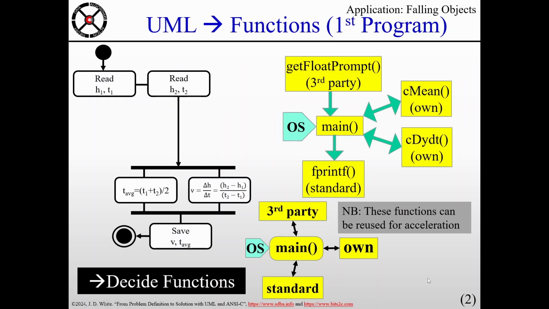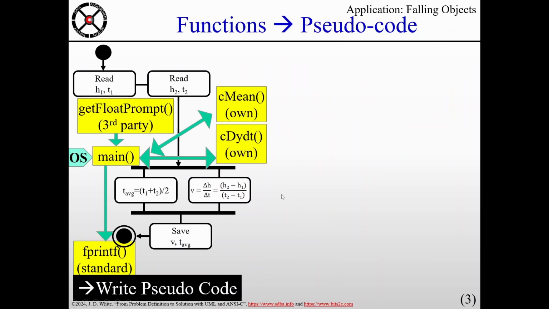So I am deciding my functions. Now I want to write some pseudocode to show how I'm going to do this, to help me as I start my writing. So I've already decided, getflowprompt will be called by main to get this information in, cmean and cdydt will do these, and fprintf will do the saving. Okay, so now I have to write pseudocode.